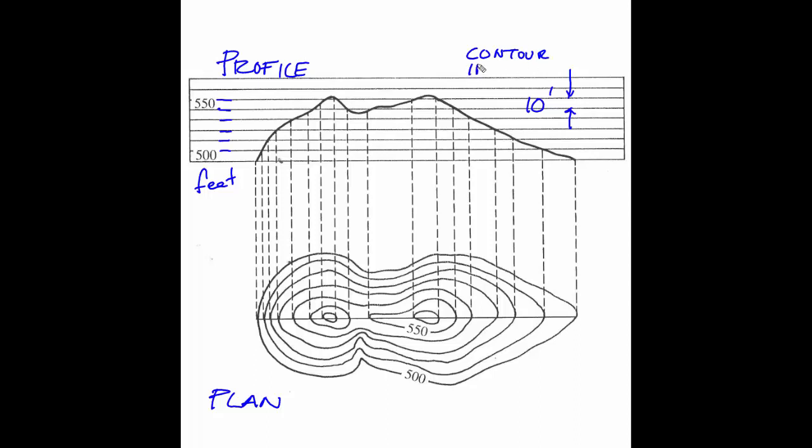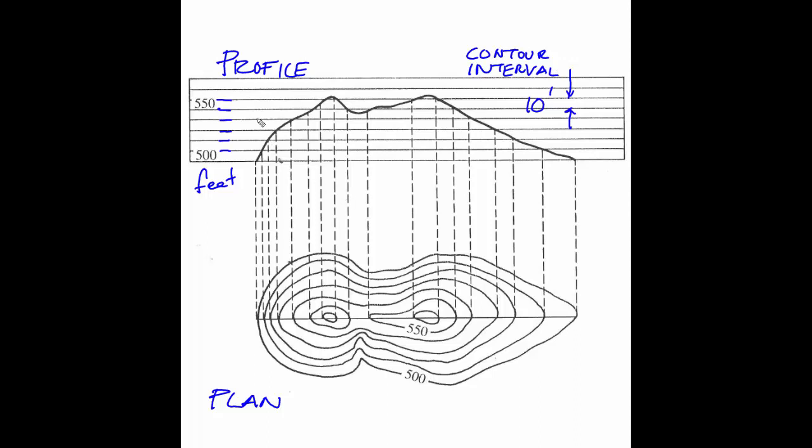You will see topographic maps that have different contour intervals: 1 foot, 2 feet, 5 feet, 10, 50, 100. And the contour interval is going to be chosen based on the level of detail required in the map, the scale of the map, and the variation in the terrain.